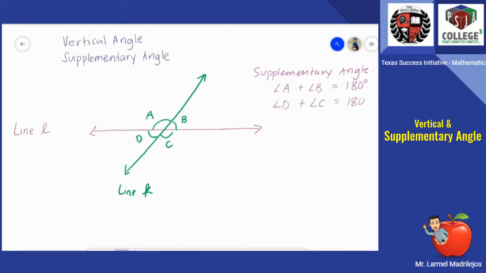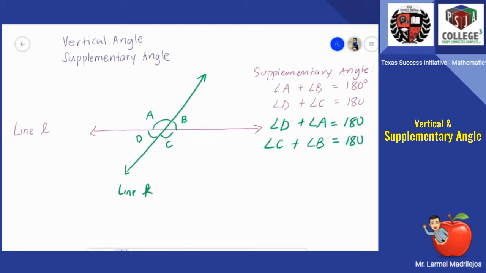Now let's change the color. If I talk about line K here, angle D plus angle A is 180 degrees. Same thing with angle C plus angle B, also 180 degrees. So that's on line K.